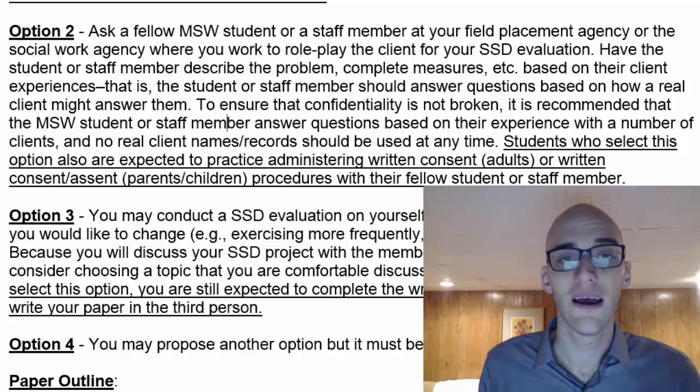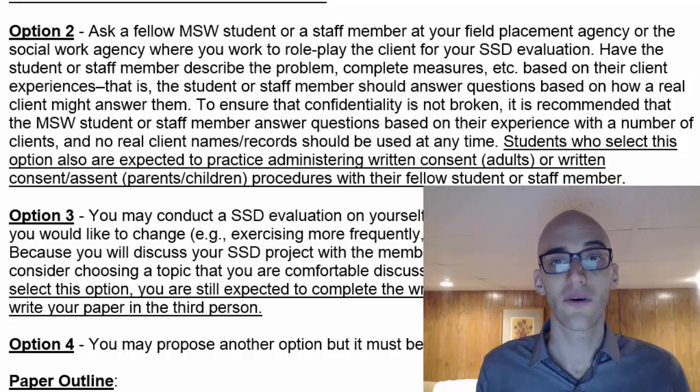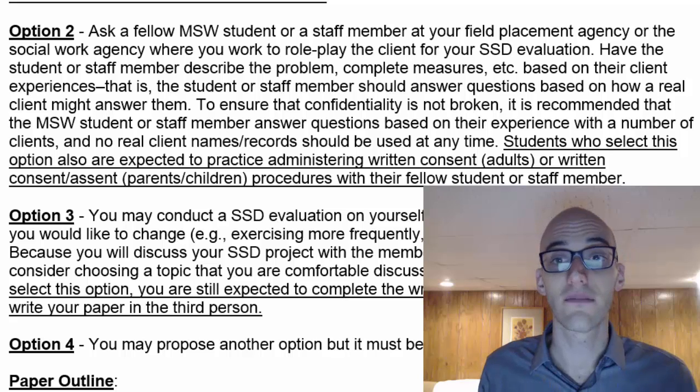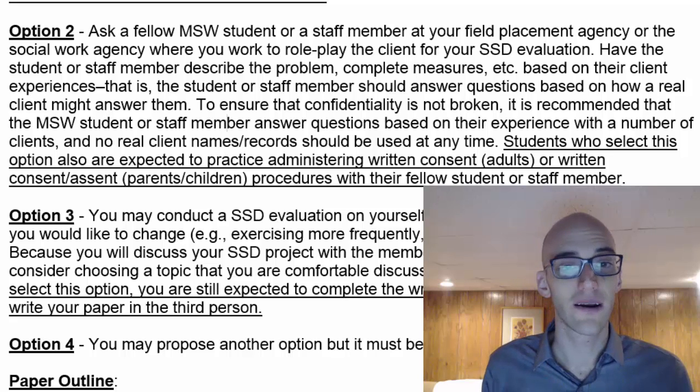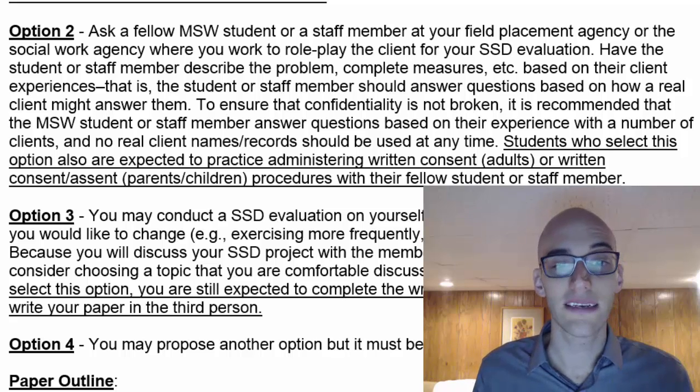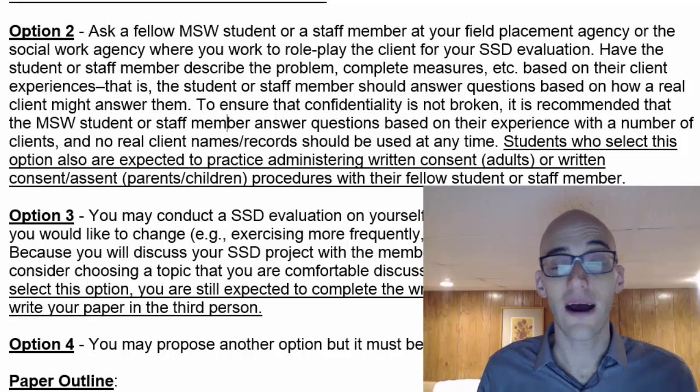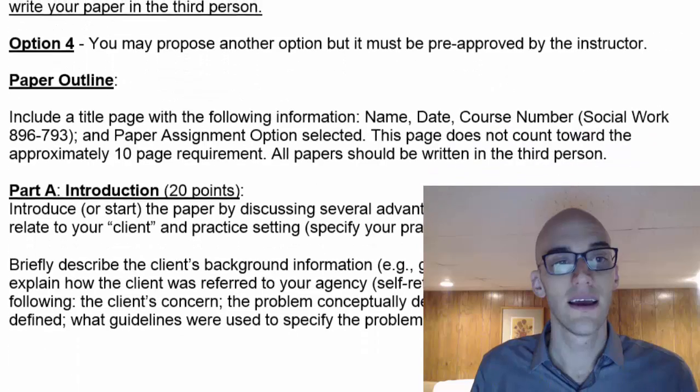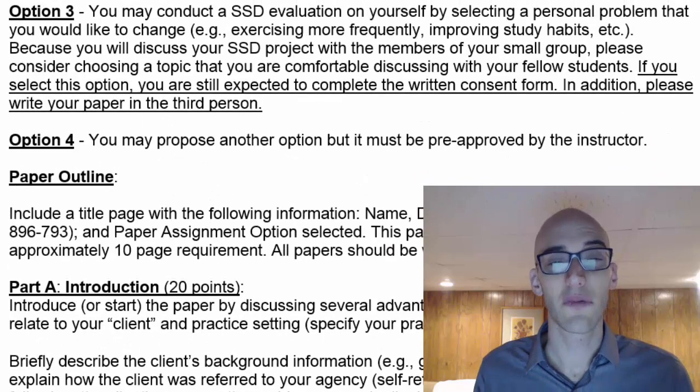All right, so your second option is to ask a fellow MSW student or a staff member if they'd like to be a part of your project, or it could be a field placement staff member. That could be up to you. The third option could be conducting a single system design on yourself by selecting a personal problem that you'd like to change. And I would say that this one is probably pretty easy to do as well.